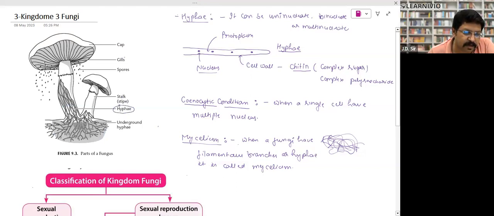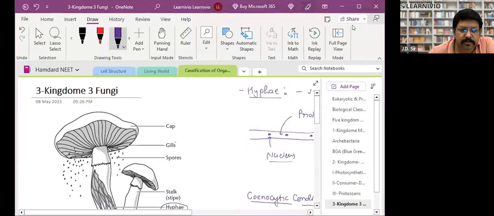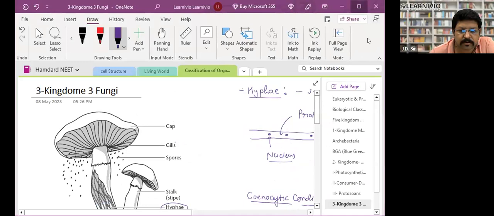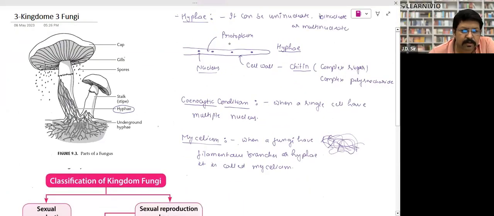These are hypha. And when a number of hypha meet, this group of hypha is called mycelium. This is the structure of hypha, and every hypha is made up of a cell wall.